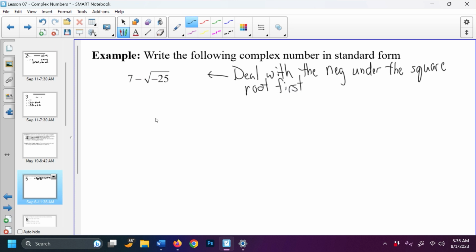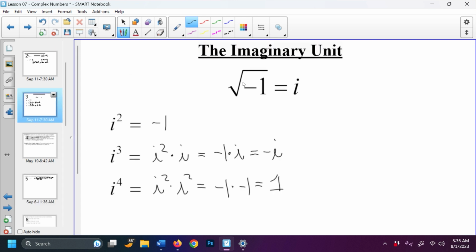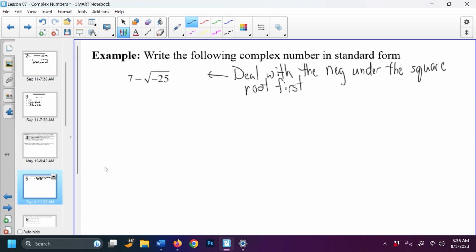And so what we're going to do is break it down into this imaginary unit. And eventually, dealing with these, you will skip some steps, but I'm not going to do that here. Here's what I'm going to do. I'm going to go 7, and then I'm going to go minus, and then I'm going to go the square root of 25 times negative 1. And so we talk about properties of square roots, and there's a property of square roots that says if you have a times b under that square root, you can go the square root of a times the square root of b.